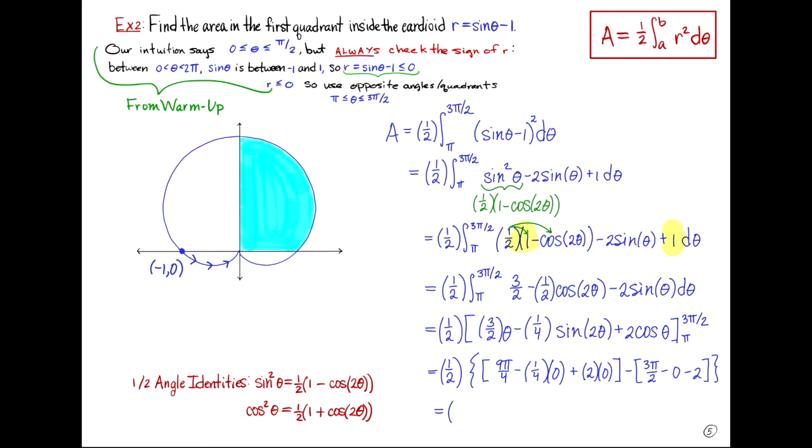This is equal to 1/2 times 9 pi over 4 minus 3 pi over 2. 3 pi over 2 is equal to 6 pi over 4. So 9 pi over 4 minus 6 pi over 4 gives us 3 pi over 4. Minus a -2 gives us a +2. Distributing our 1/2 out front, we have 3 pi over 8 plus 1.